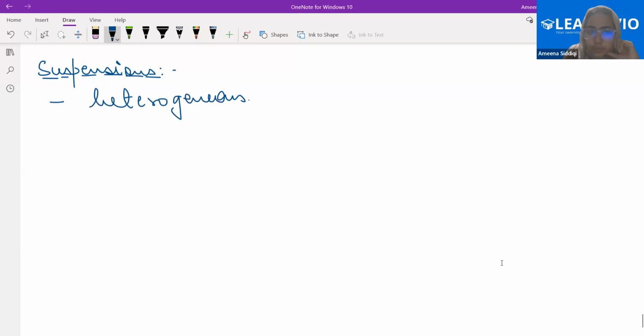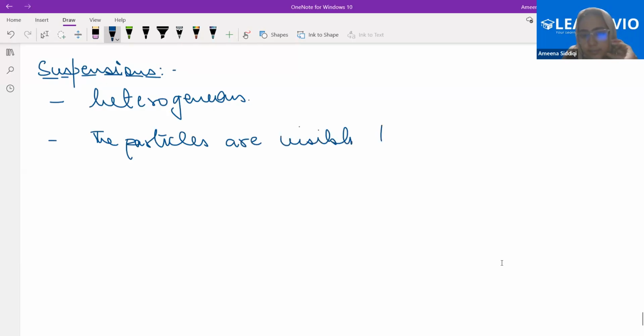Okay, heterogeneous mixture. Secondly, the particles are visible to the naked eye. Please write it. Yes, sand particles are visible by the naked eye, right? Yes.